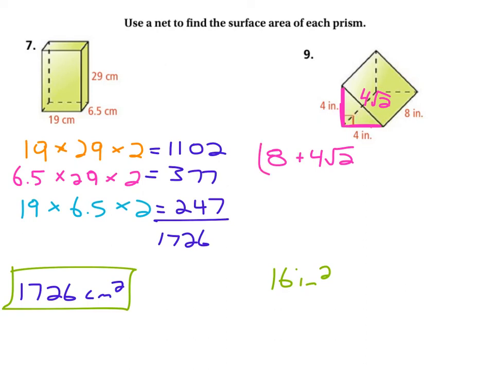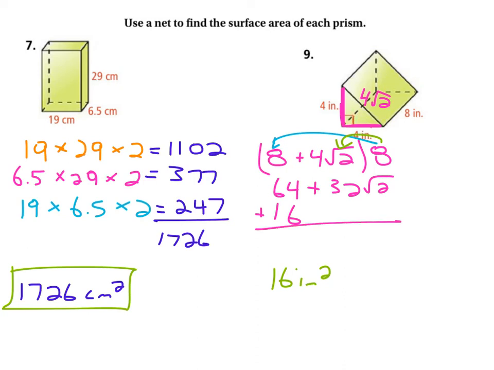So anyway, that's the perimeter, and we multiply that by the height, which is 8, and so when we distribute it through, we get 8 times 8 is 64, plus 8 times 4 root 2 is 32 root 2. And then, of course, the 64 and the 16 from down below have to get added together. I'm going to get rid of that now that I have it up there from below.